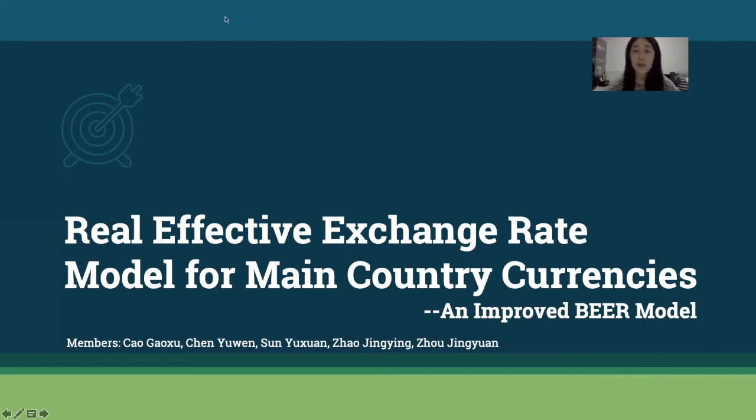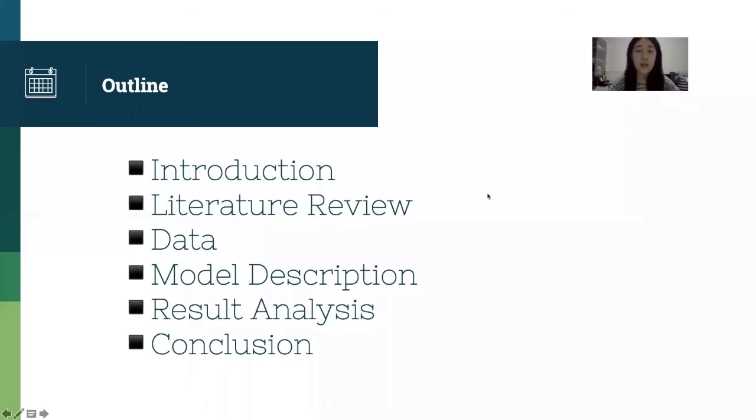Today we'll show you a real effective exchange rate model for main country currencies. This is the outline of our presentation. We have 6 parts in total.